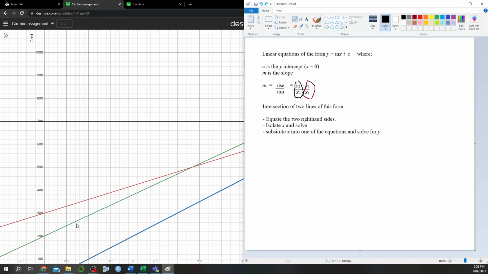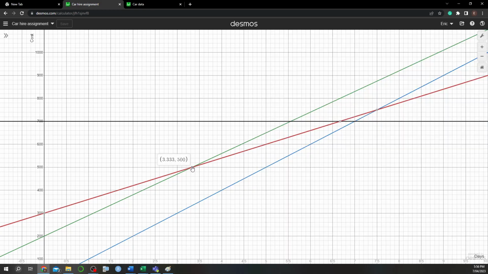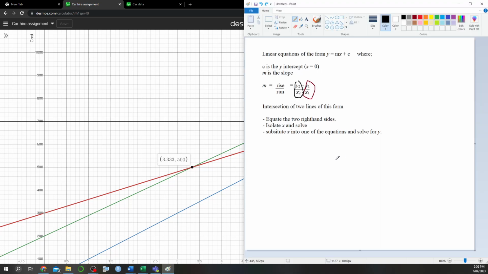I've got my red and my green lines. These are two linear lines, and we have an intersection at $500, and that's for 3 days and a third. 3 days and a third is not a reasonable answer, but we're going to prove that this is actually an intersection point using algebra. Here's my little method of how to do this. When you have your two equations, equate the two right-hand sides, isolate x and solve, then substitute the x that you find into the equation and solve for y. Of course, I need to show you this with examples, so that's what I'm going to do now.